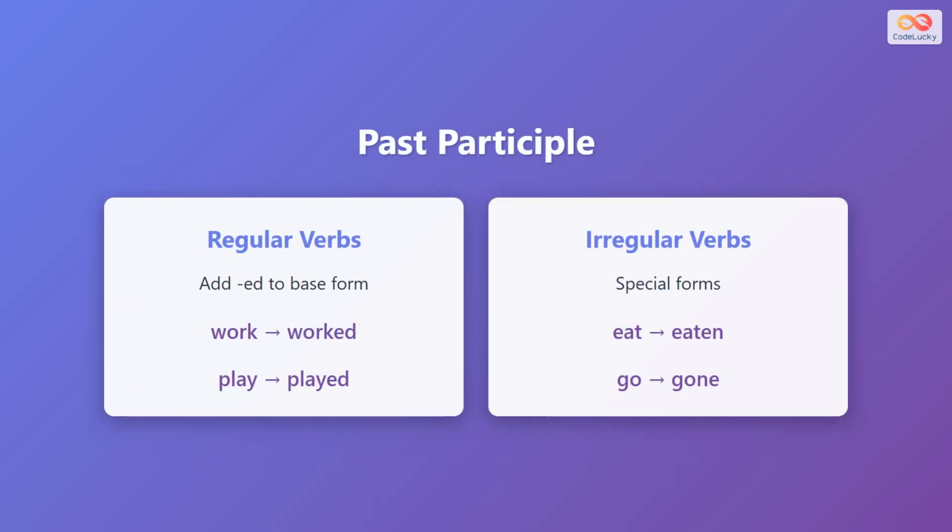The third part of our structure is the past participle. There are two types of verbs here. Regular verbs form their past participle by simply adding ed to the base form. For example, work becomes worked and play becomes played. However, irregular verbs have special forms that you need to memorize. For instance, eat becomes eaten and go becomes gone. Don't worry, we'll see more examples soon.